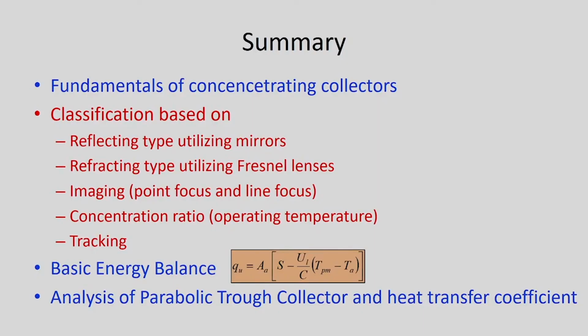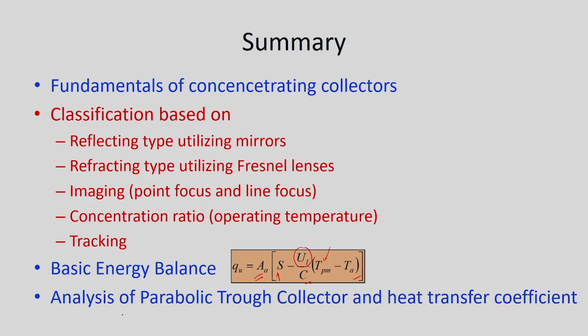We have also learned the energy balance on an absorber plate of a concentrating collector. So this Qu can be expressed something like Aa multiplied by S minus UL by C multiplied by Tpm minus Ta, where UL is the overall loss coefficient, Aa is the aperture area, and C is the concentration ratio. If we know the mean absorber plate temperature or tube temperature, ambient temperature and solar flux, we can calculate what will be the useful heat gain.